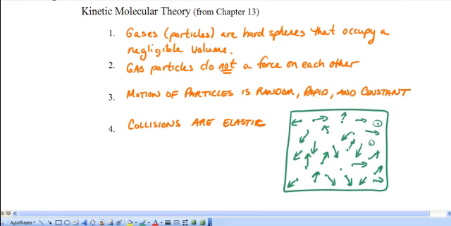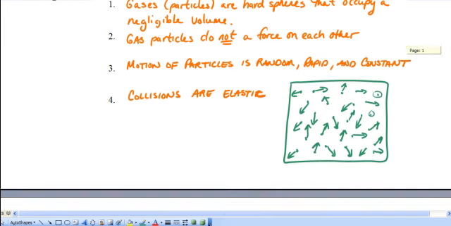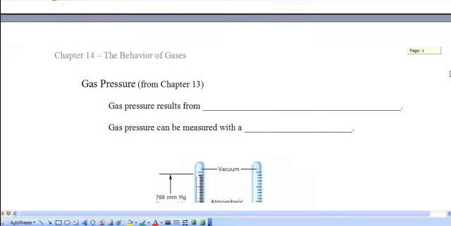All right. And when they do collide with one another, they bounce off each other without any impact on one another. They simply change each other's directions. All right. So those are the tenets of the kinetic molecular theory, and we're going to be using those as we progress and move through our understanding of these gases.